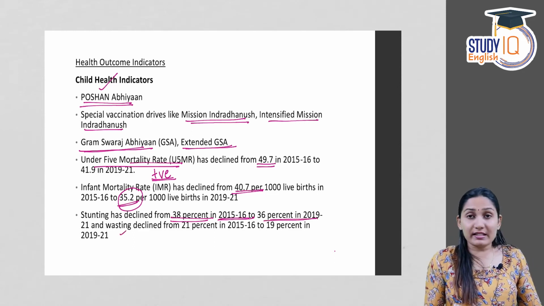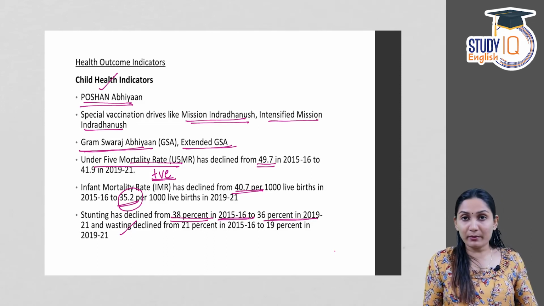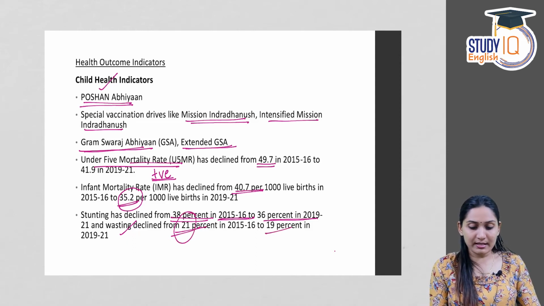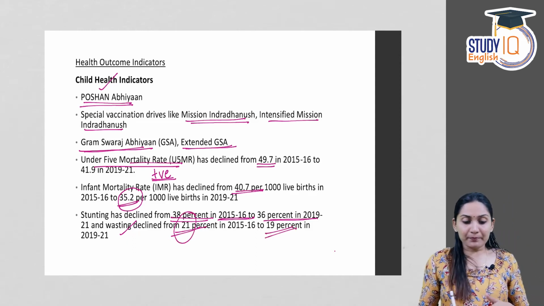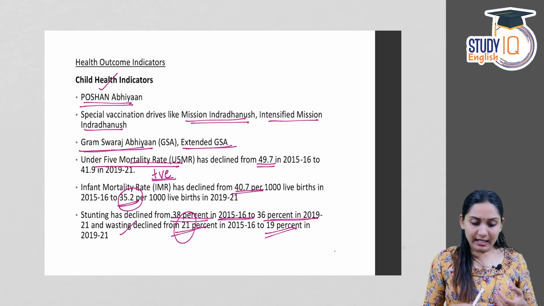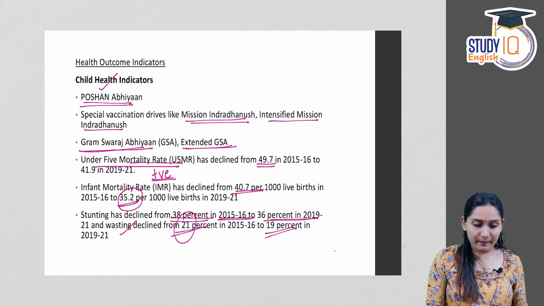Then wasting and stunting have already been discussed when we discussed malnutrition, so I am not discussing it again. Wasting also declined from 21% to 19%. So all these are giving a very positive outlook. With regard to under 5 mortality rate, infant mortality rate, stunting, wasting, all these are giving positive indication.